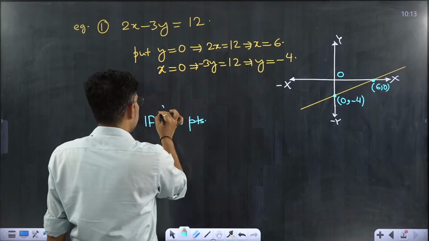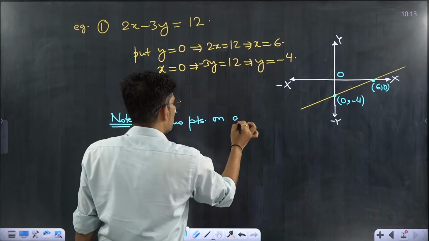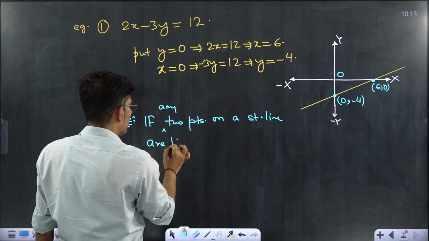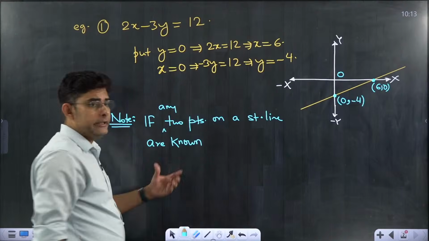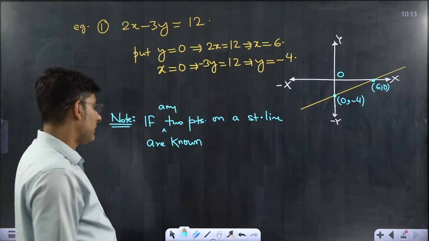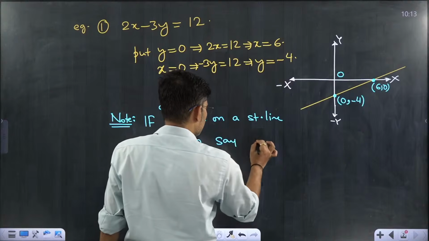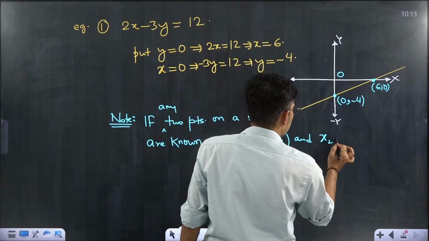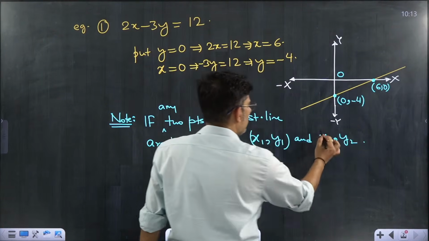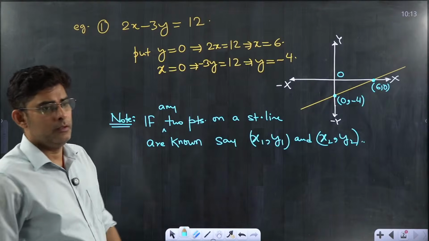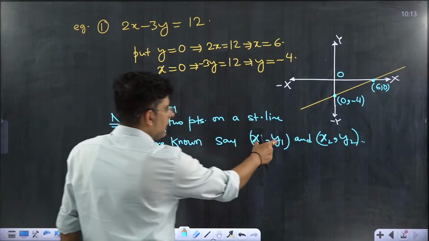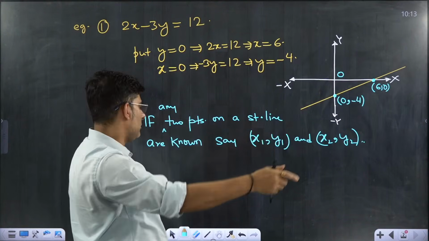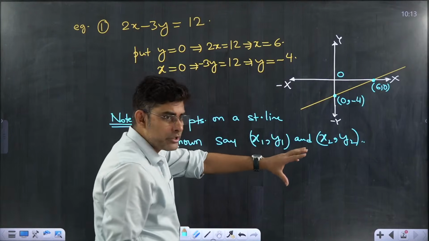Now if 2 points or any 2 points on a straight line are known. Suppose sometimes what will happen, you will see that any 2 points on a straight line are known, say x1 y1 and x2 y2. If we know these 2 points, then what happens? By putting x1 y1 in the equation of straight line, general straight line ax plus by plus c is equals to 0, we can find the equation of the straight line.